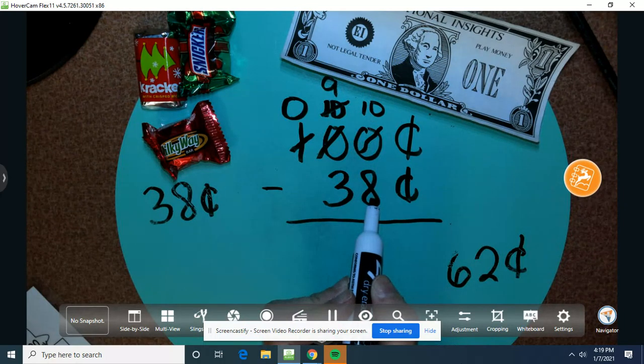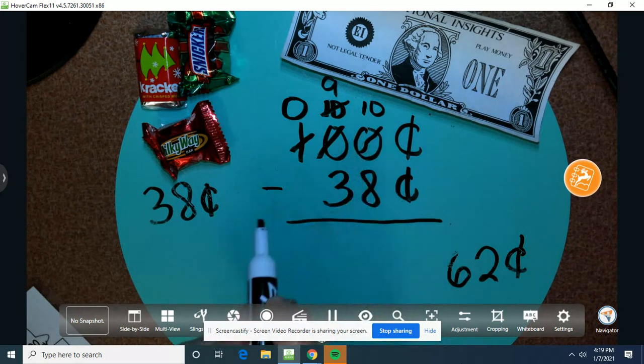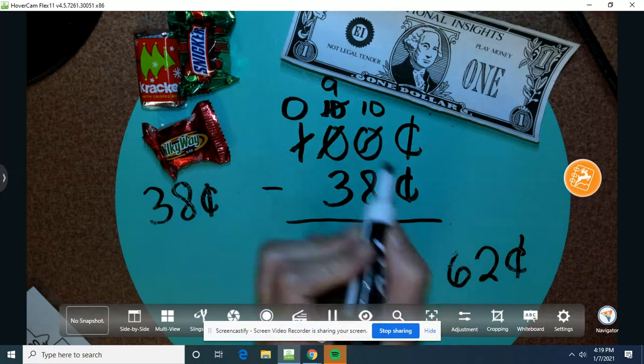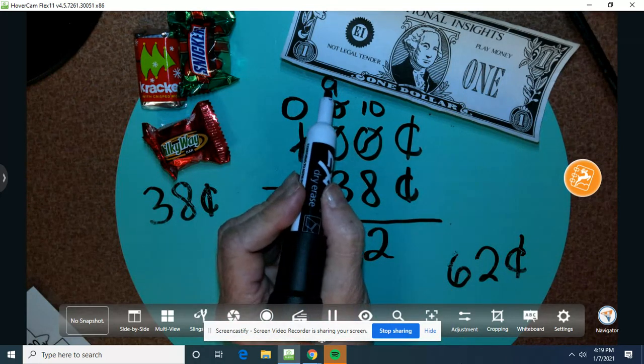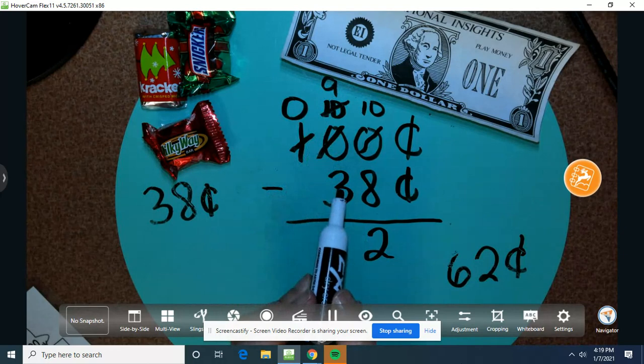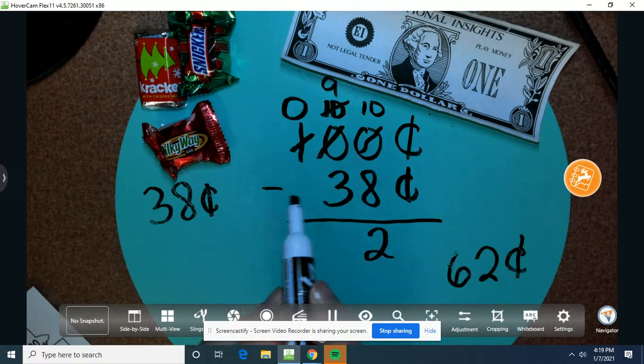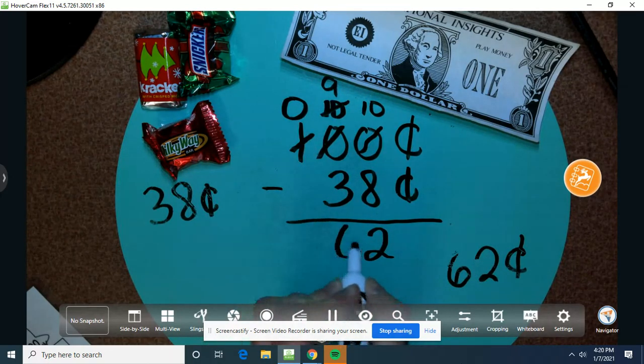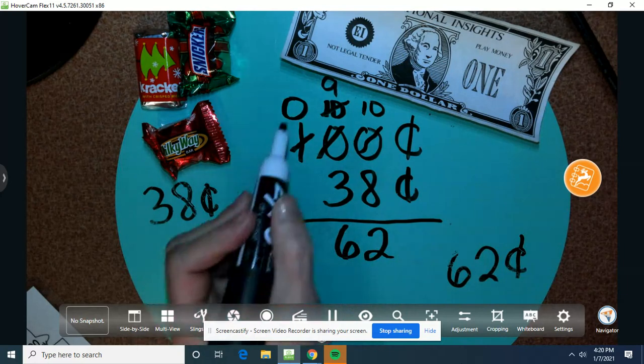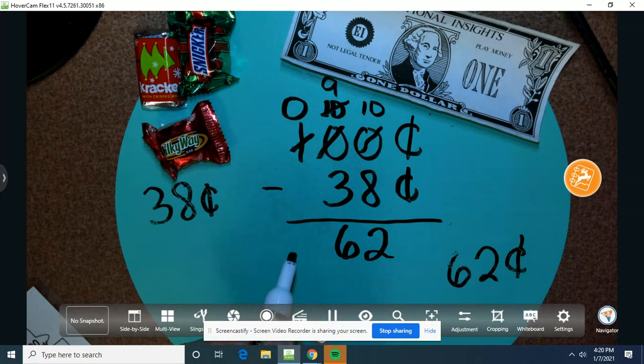I can take away 8. Okay? 10 minus 8 equals 2. I come over to the tens column. I have 9 tens now, and I take away 3. 9 minus 3 equals 6. And I don't have any hundreds, so I don't have to do anything there. Look at my answer. I got the same answer. All 3 ways will get me the answer.